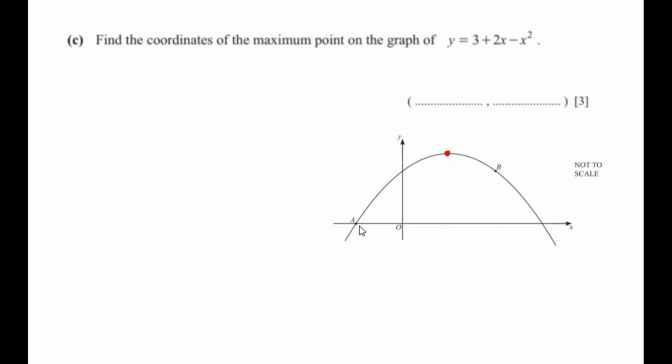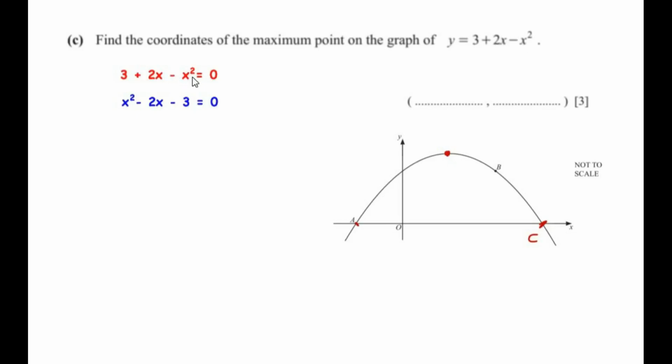So for that, let us first find out the coordinates of this point A, which is on the x-axis, and this point, let us call it C. Now the coordinates of point A are already given in the question as negative 1, 0. So let us focus on the point C. And for that, we are going to make this equation equal to 0, because on the x-axis, the y coordinate will be 0. So we have 3 plus 2x minus x square equal to 0.